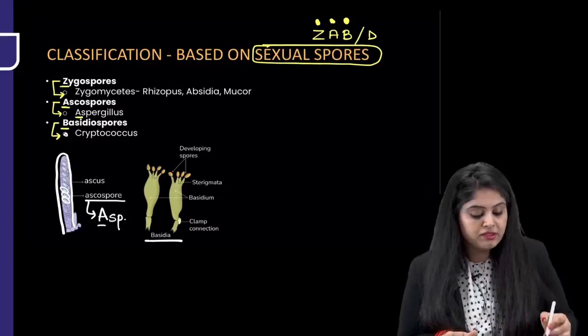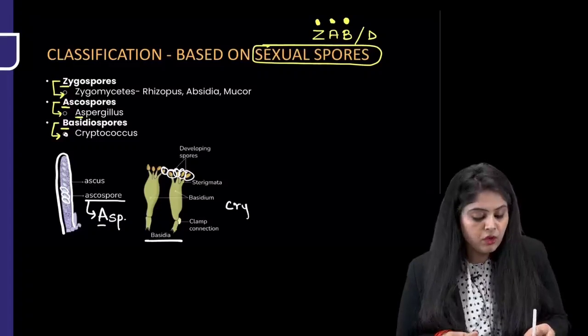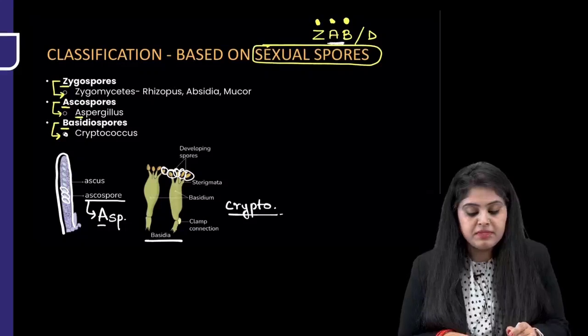Similarly, in the next one, you can see a basidia and the basidiospores which are coming. As soon as you see basidia, which organism will you think of? You will be thinking about Cryptococcus. So having said that, this was about the ZAB. Why did I call it ZABD?